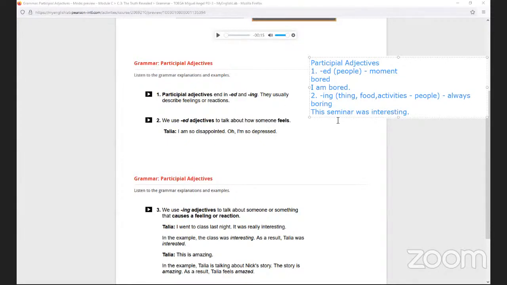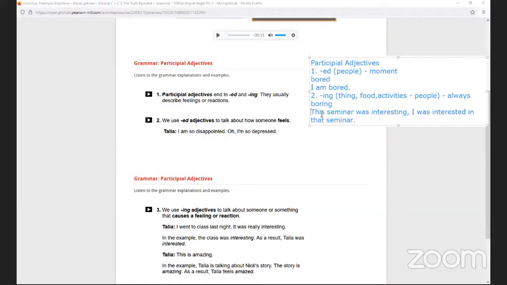Okay, so in this part, I am using -ing. Why? Because I can't change the way of this seminar in 10 more minutes or 30 more minutes. So it started as interesting and it finished, and the whole seminar was interesting. Okay, so we could have, as a result, this seminar was interesting, and as a result, I was interested in that seminar, for example.